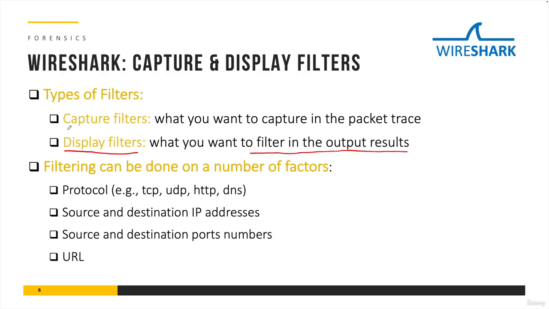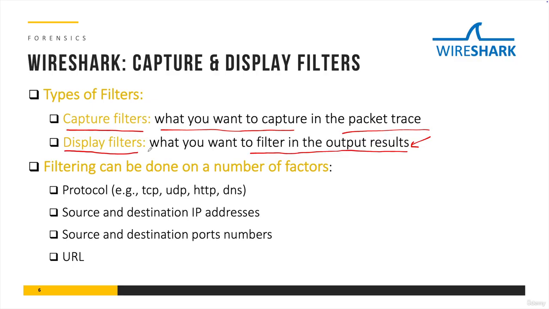But there's another type of filters which are called capture filters. Now, capture filters specify what you want to capture in the first place. So the difference between these is that display filters come into action once the packets have already been captured or are being captured. However, capture filters come at the beginning. So you specify what you want Wireshark to listen to or capture in the first place.